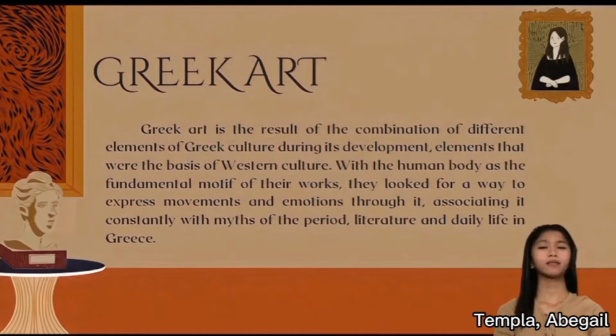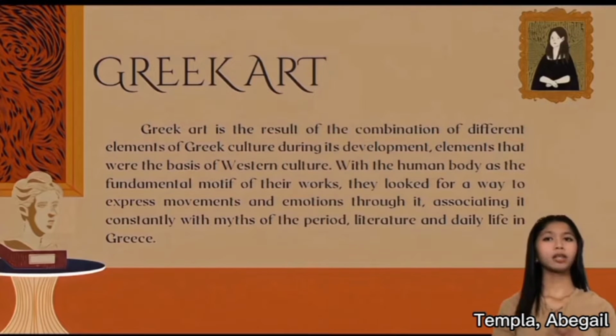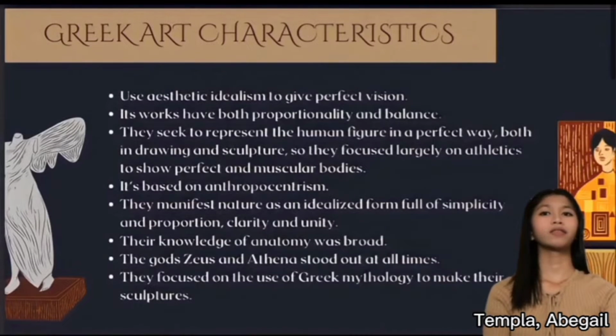With the human body as the fundamental motif of their works, they looked for a way to express movement and emotion through it, associating it constantly with myths of the period, literature, and daily life in Greece. Greek art models have been classics for those of us who live today, and their architectural style has been copied for many years. In addition, Greek art is a mixture of elements that together form the basis of Western and Greek culture. Through the adoption of ancient cultures and the perfection of their elements, it created a new and innovative art. Hence, we will discuss the characteristics of Greek art.